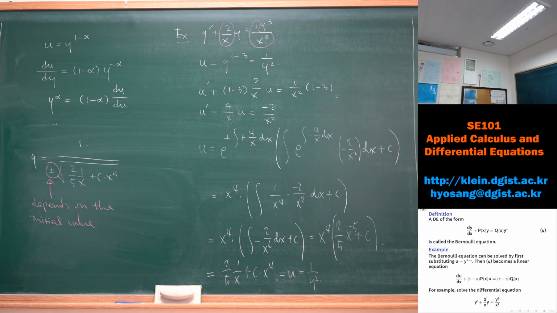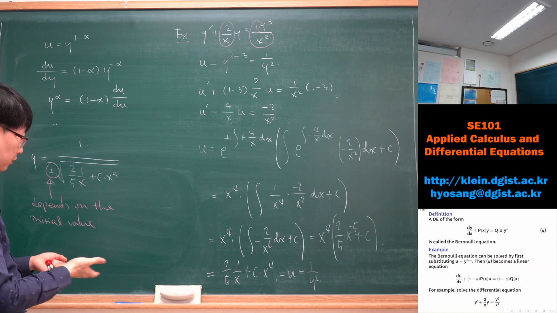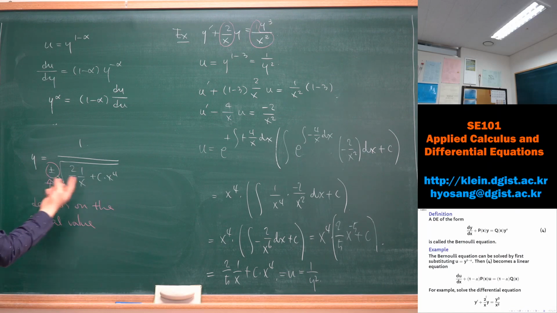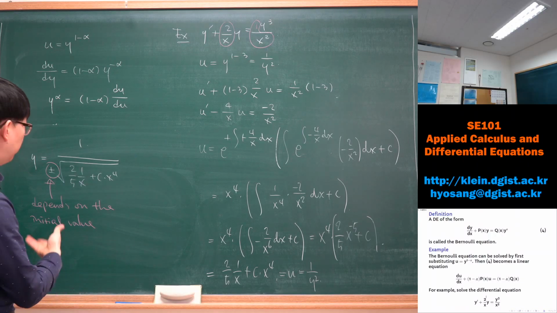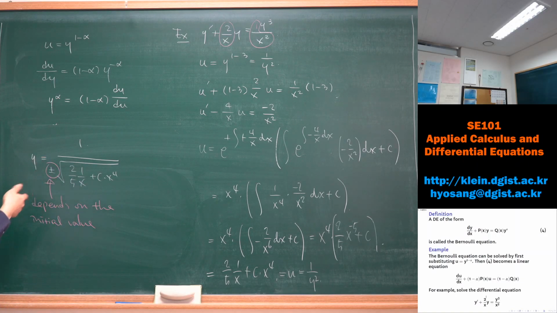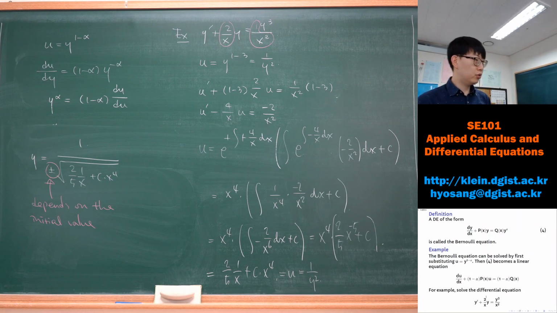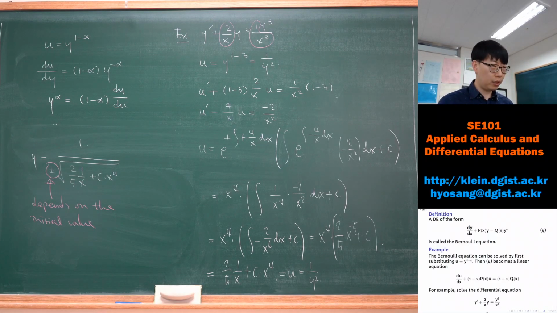So the general solution is only telling you the formula of the solution. If you want to find a particular solution, you need the initial condition, or at least one point that this solution curve passes through. And this plus minus sign will be determined by knowing what point you want your solution curve to pass through. Okay. And also you can check that this is a solution by plugging your formula into the differential equation.